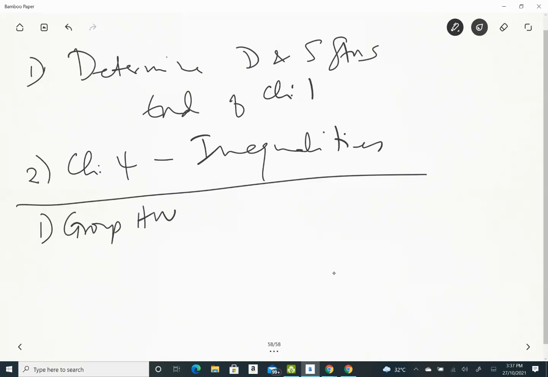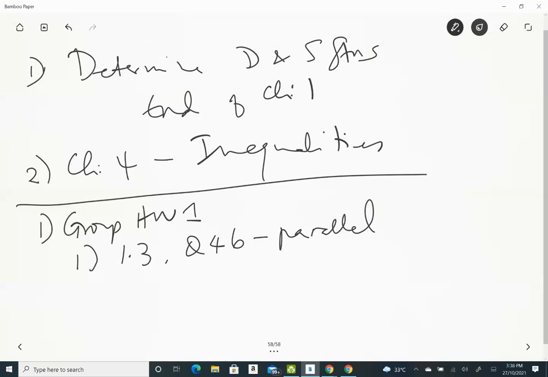Number 1, our group homework 1. There are 2 questions from chapter number 1. I want to assign to you 2 questions. Question 1 is exercise 1.3, question number 46. Question number 46 is about the parallel.